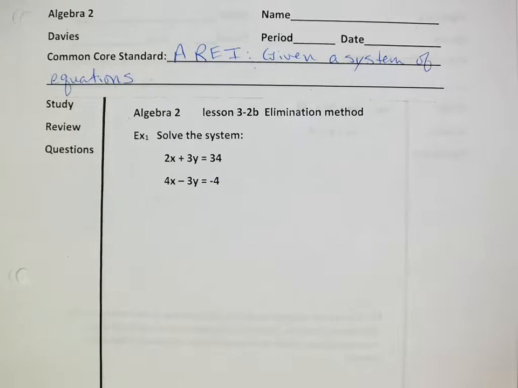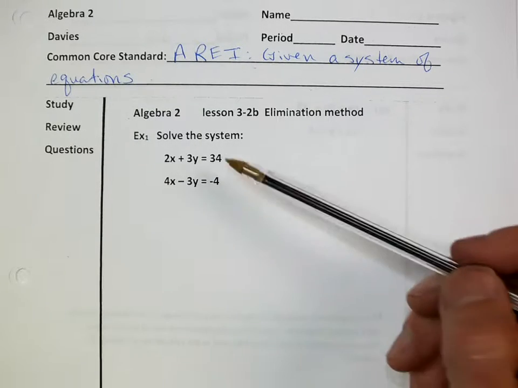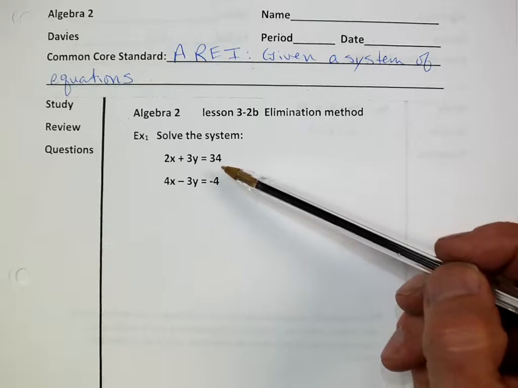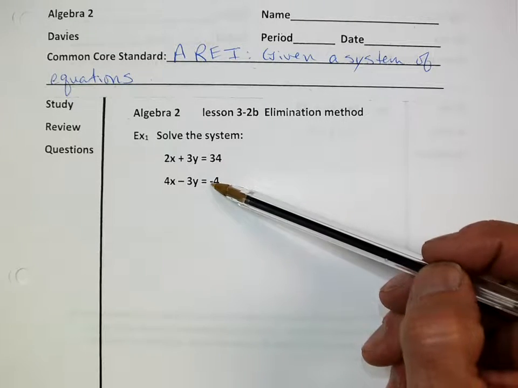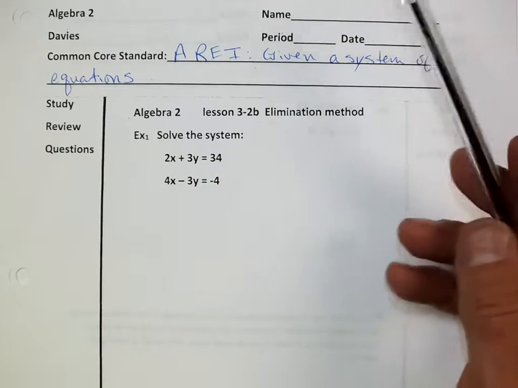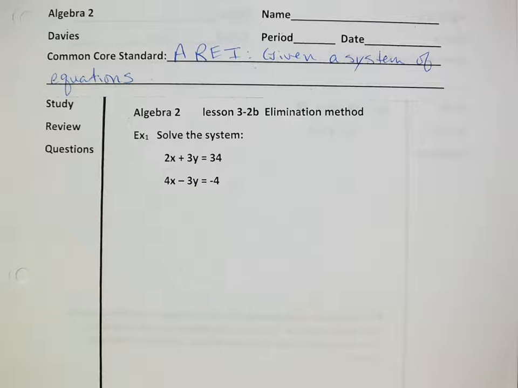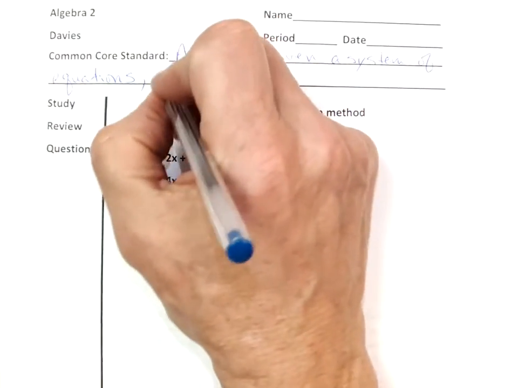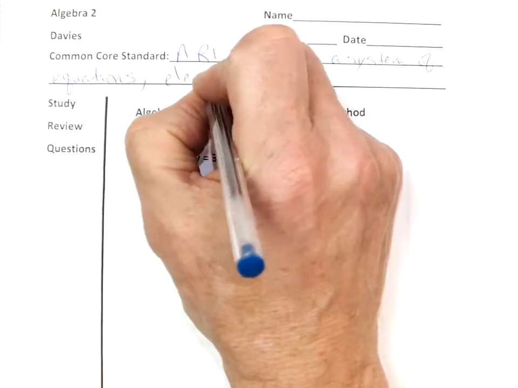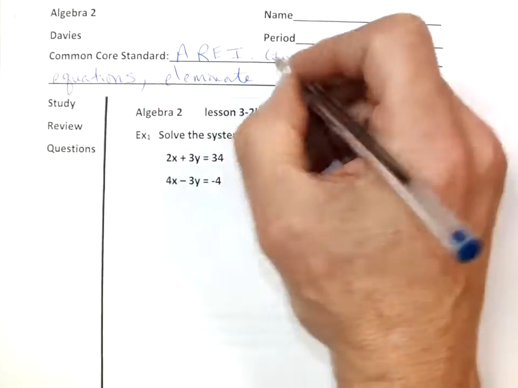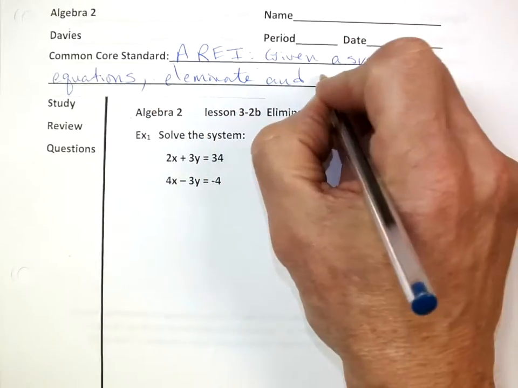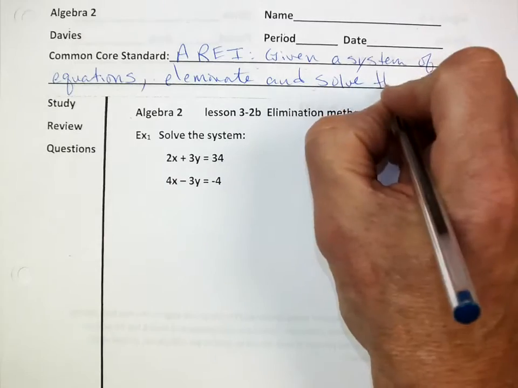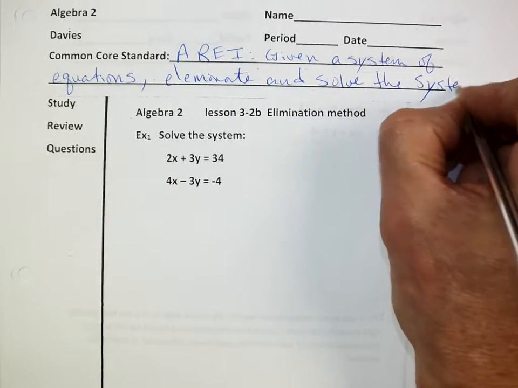So a system of equations really means two or more equations, right? Which we have. We've got two equations. So if you have a system of equations, we want to find out what happens. So they're either going to intersect or be parallel, right? So we've got a system of equations, and what we're going to do is eliminate and solve the system, okay? And that's exactly what we're going to do, okay?